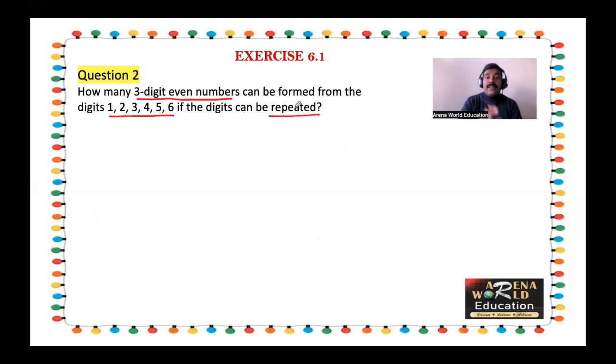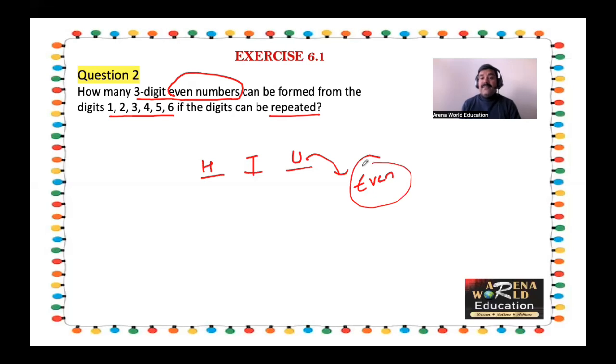First of all, we will deal with restrictions. So repetition is allowed, right? And we want to make even numbers, right? So again, I'm writing 3 places. This is your unit digit, this is the tens place, and this is the hundreds place. And what is the restriction for a number to be an even number? Yes, it's unit digit. This unit digit must be even, right? So we are having 6 non-zero digits.